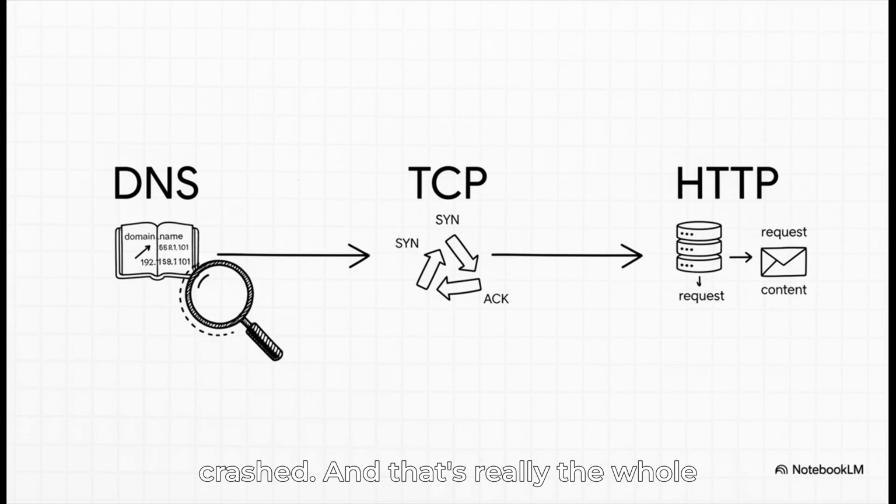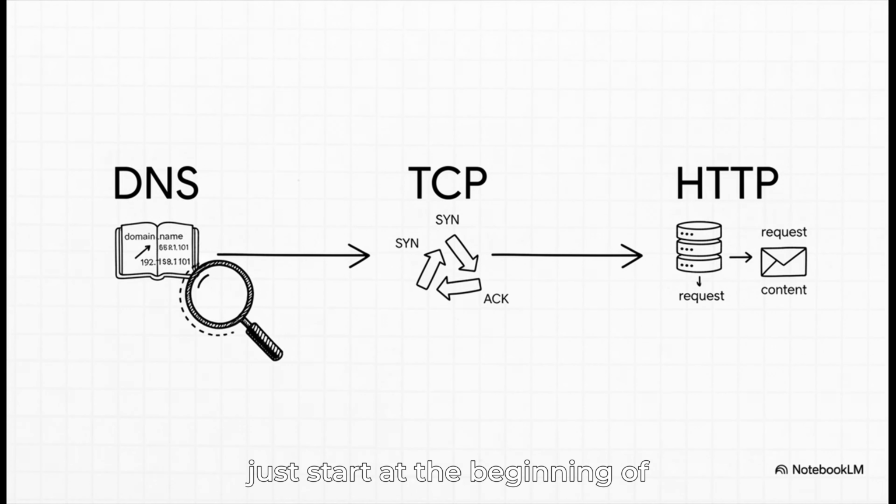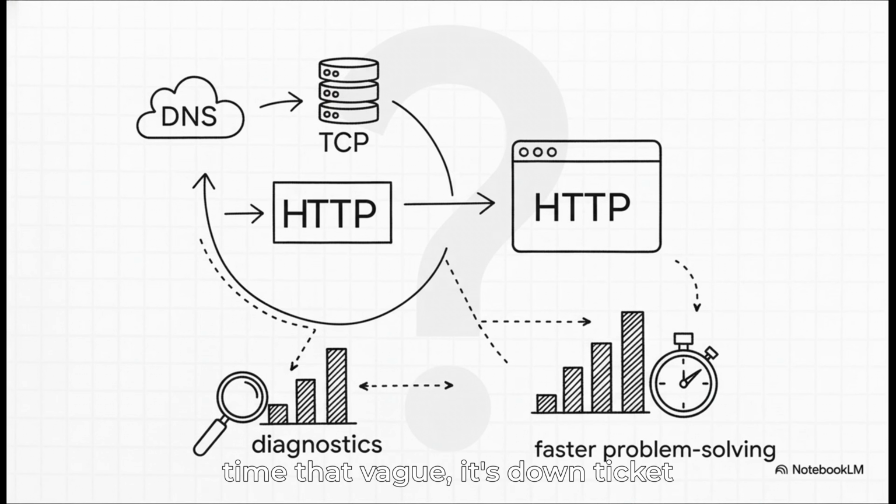And that's really the whole point here. This isn't just theory. It's a practical, repeatable way to troubleshoot. You just start at the beginning of the journey and test each step. No more shooting in the dark. So now you have the map. The next time that vague "it's down" ticket comes in, you'll have a powerful model to guide you. By systematically checking DNS, then TCP, then HTTP, you're going to move past the guesswork and become a way faster, way more effective troubleshooter. Thanks for watching.